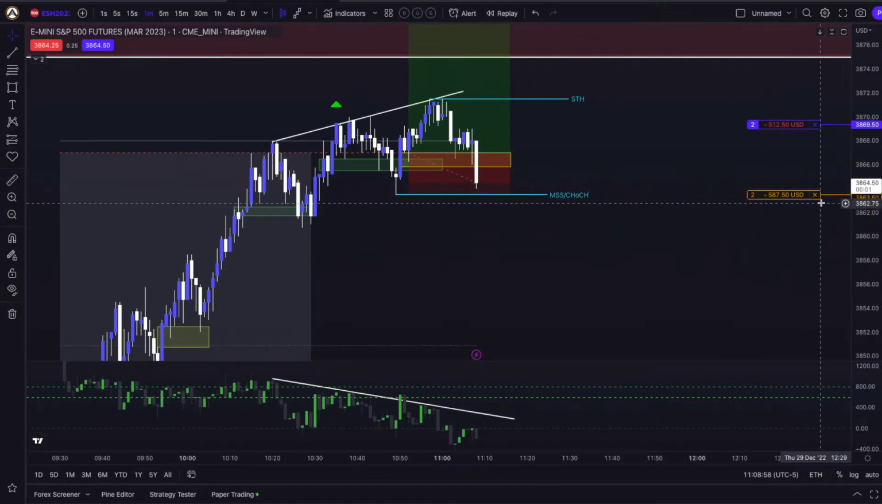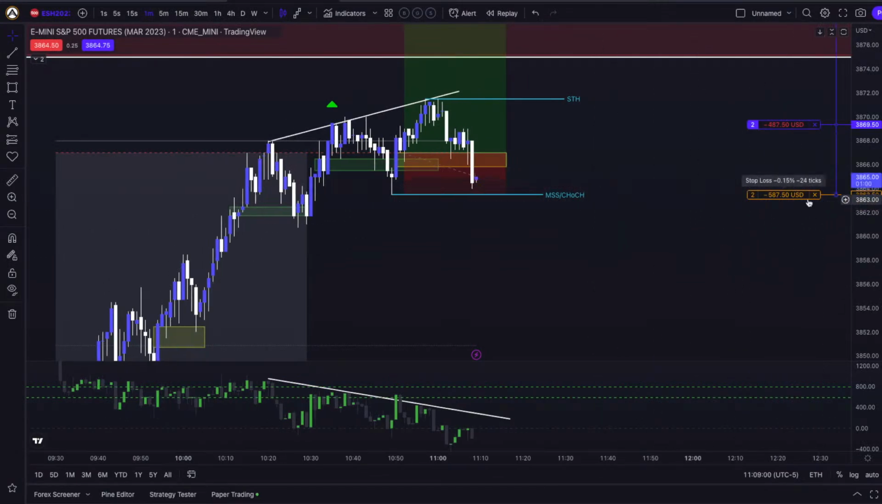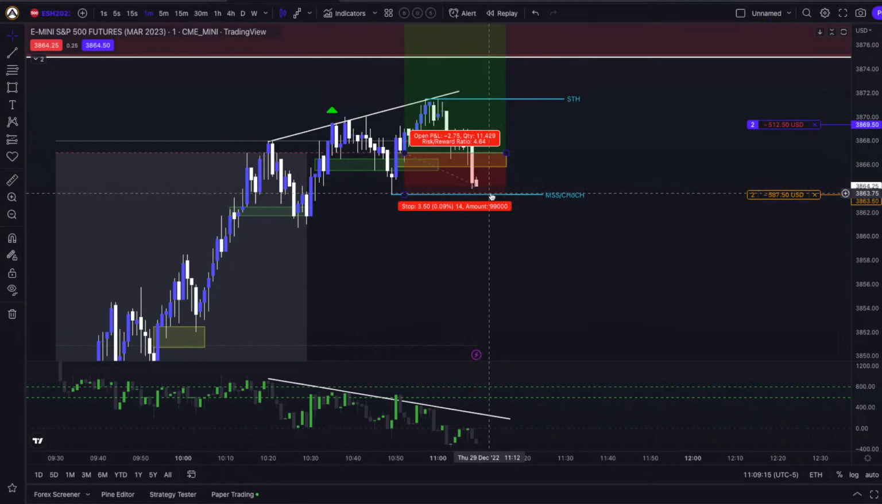All right, this is very likely not going to play out, unfortunately. So here we have our confirmation for our bullish bias. And if we break this low, we could be looking at a market structure shift. All right.